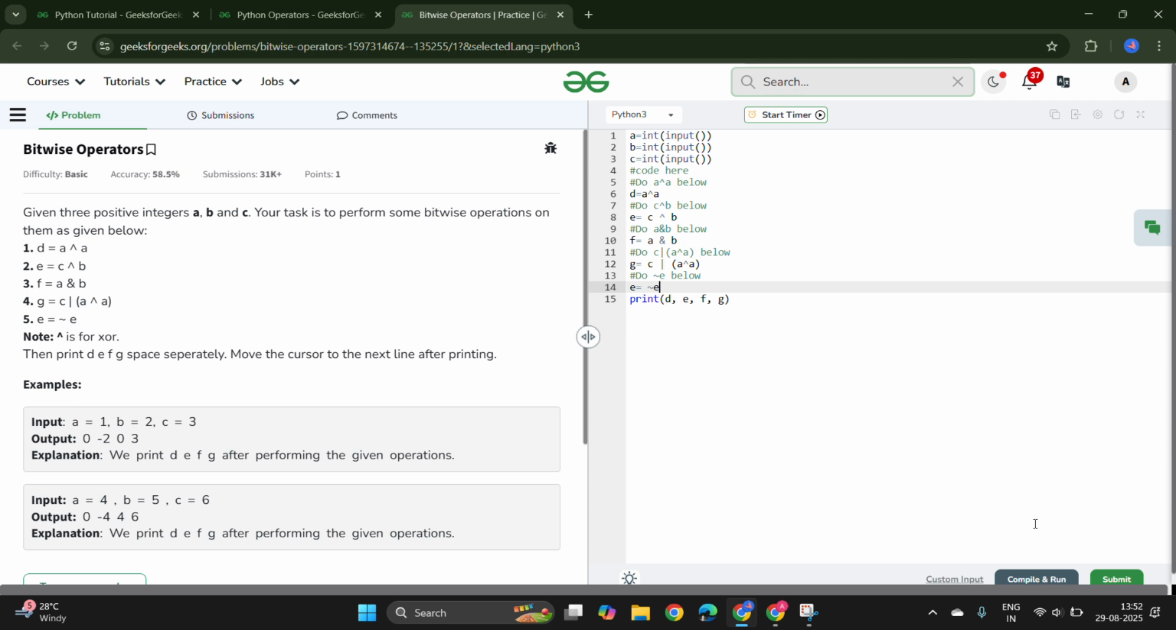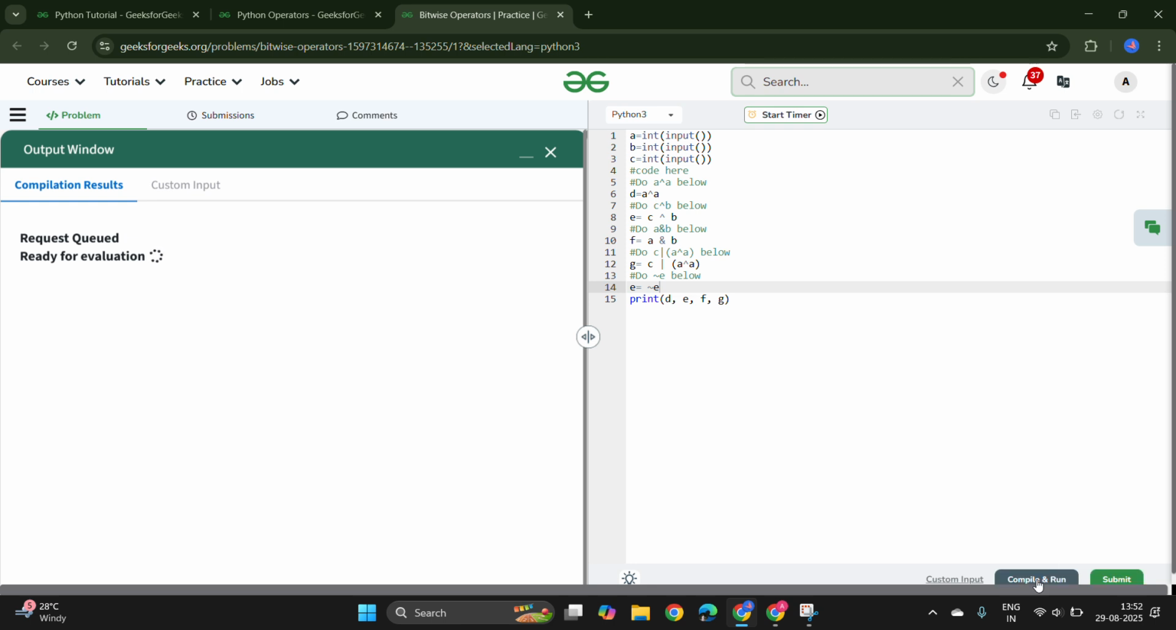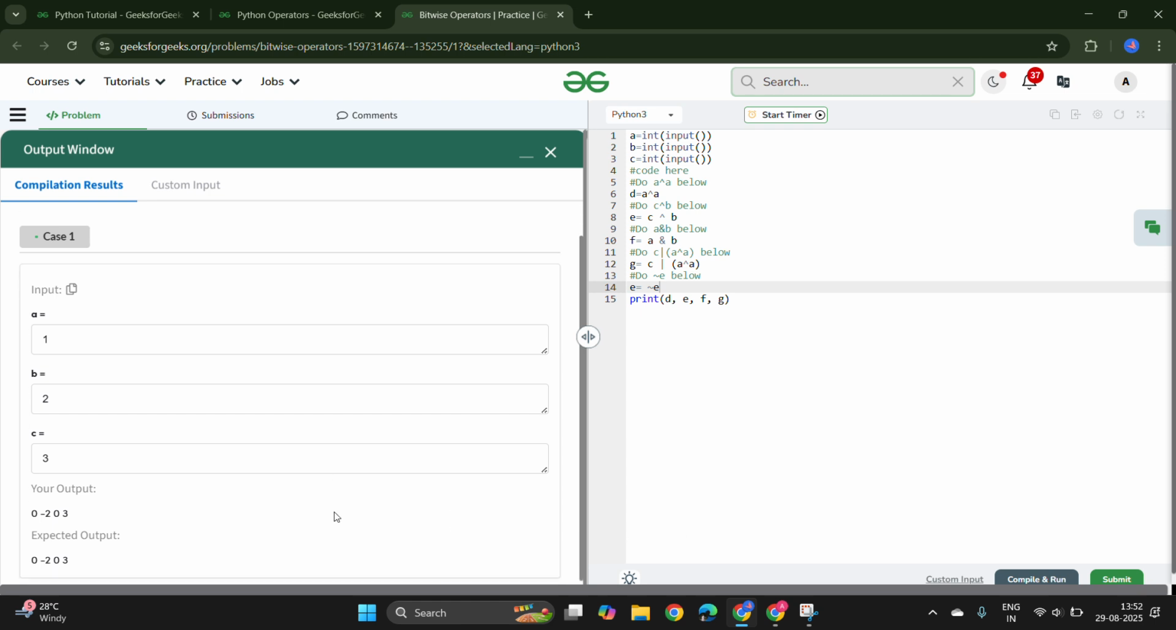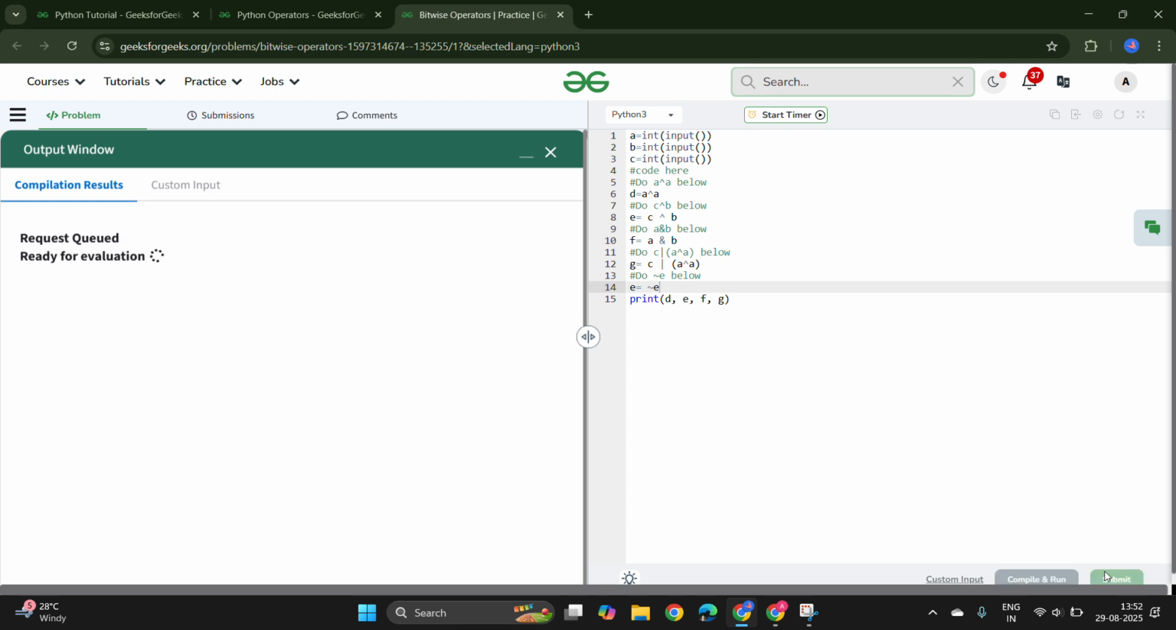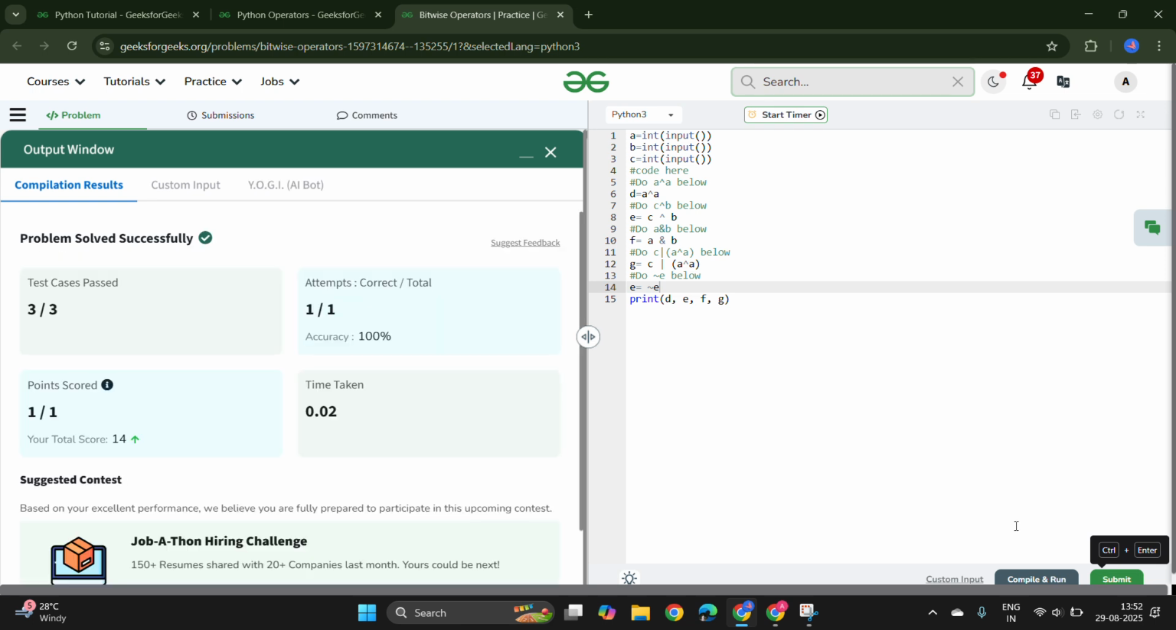Now let's check the output. I'm compiling and running this code. So this test case got cleared. Now let's submit this code. So here all the test cases got cleared.